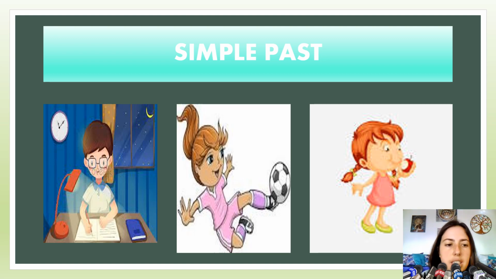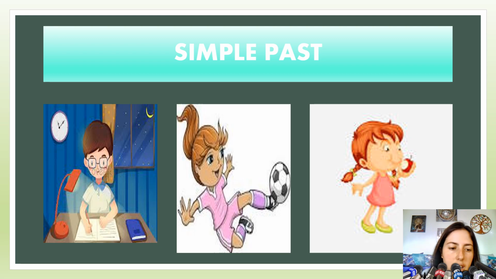The example in this picture: the form of the affirmative sentence, the structure is subject plus verb in past, regular or irregular, plus complement. First example, I studied for the exam last night. Second example, in affirmative sentences, I played, the verb finish with termination ed, soccer yesterday.